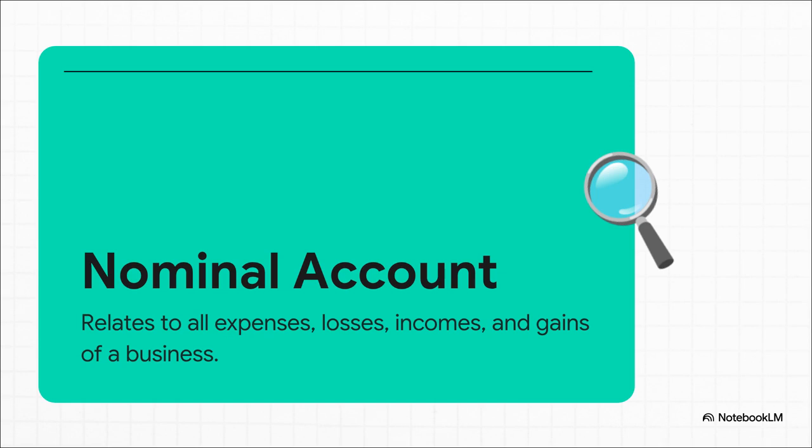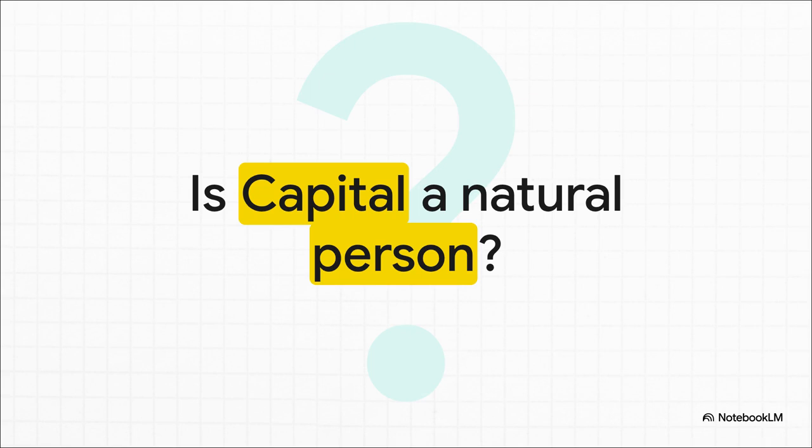On the exact opposite end of that spectrum, it relentlessly tracks your daily incomes and gains, the revenue generated from your primary sales, or maybe an unexpected commission you received. These are essentially temporary accounts, tracking the flow of operations over just a single year. The third and final category is the personal account, which generally deals with external parties and people.